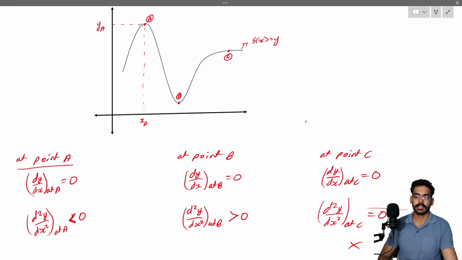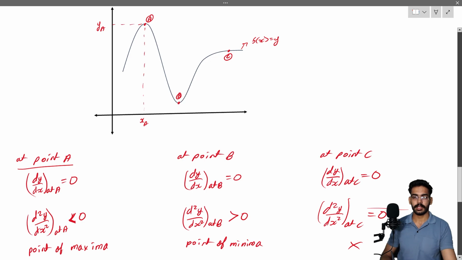So what I will do is first calculate the first derivative, put it equal to 0, and find that x value. And for that particular x value I will check the second derivative sign. If the second derivative came negative, then it is a point of maxima, and if the second derivative came positive, that is a point of minima. That's all, that is the point I want to make.